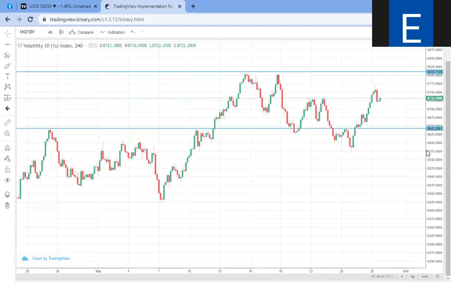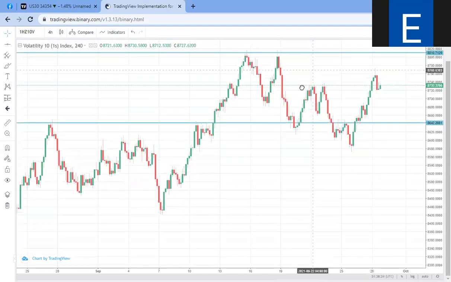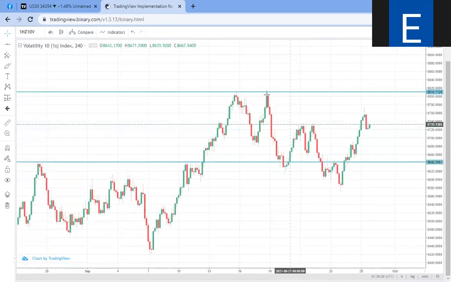This is actually what happened. So exactly what happened, it was at this second touch here. Price made a double top. This is a double top. You can call it an M formation or whatever, but it's a double top. You can see the double top at the resistance level.